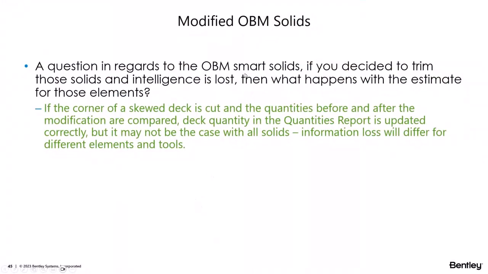Question regarding the OBM Smart Solids. If you decide to trim those up, is there any intelligence lost? What happens with the elements and so forth? Let's say a corner of a skewed deck is cut: the quantities before and after are compared, and the deck quantity is updated correctly.